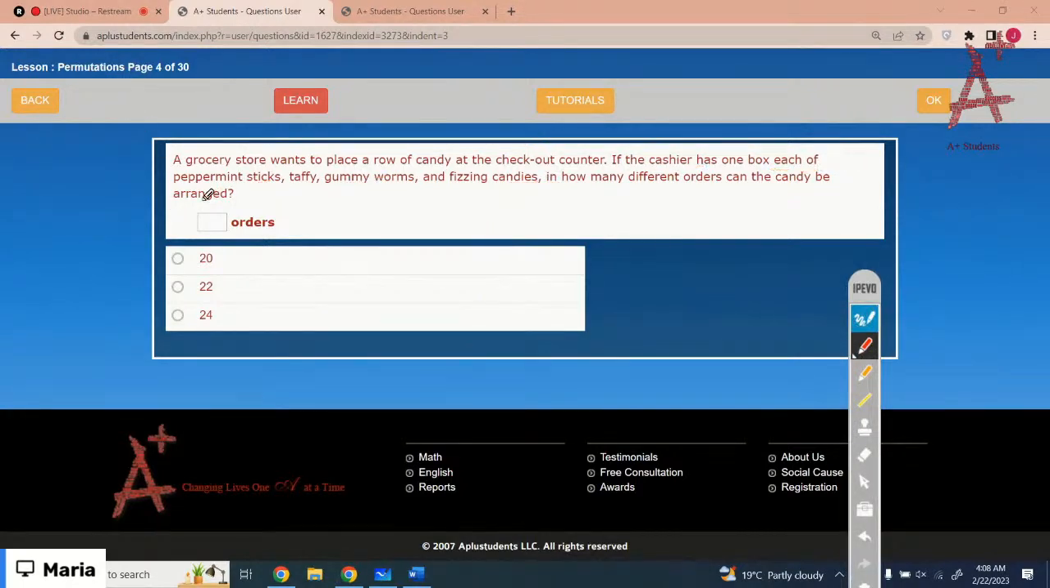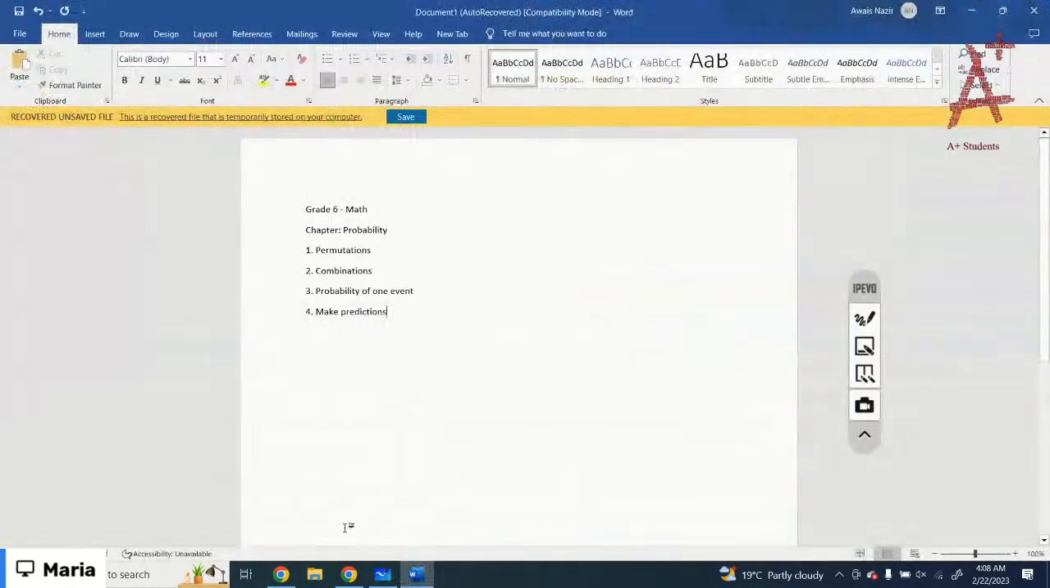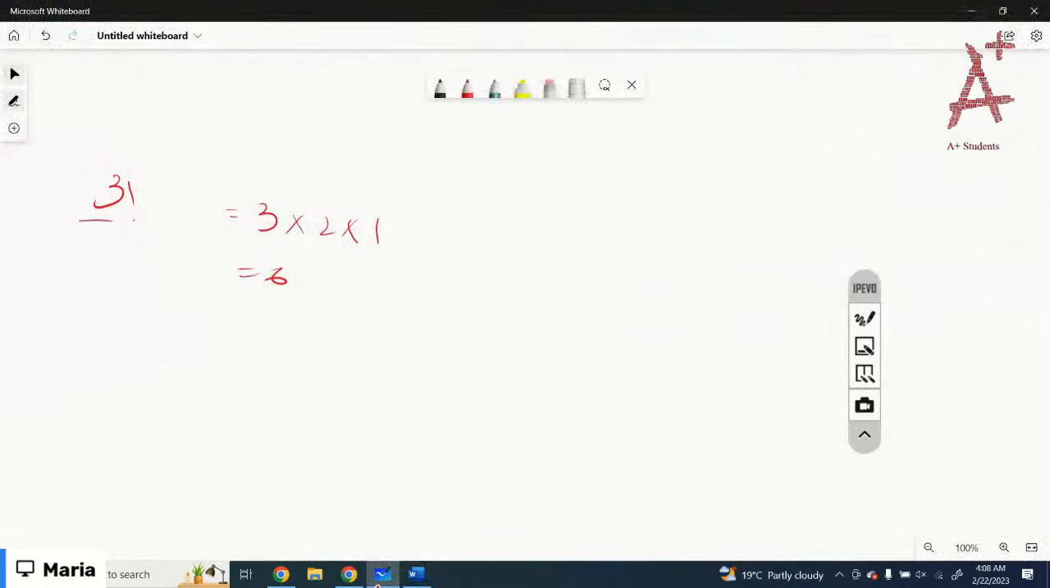So how many candies? Peppermint sticks, taffy, 3 and 4. That means the total options we have are 4. That means you have to calculate the 4 factorial. Got it? You have to calculate 4 factorial. So 4 factorial is multiply all the numbers that are in between 4 and 1.